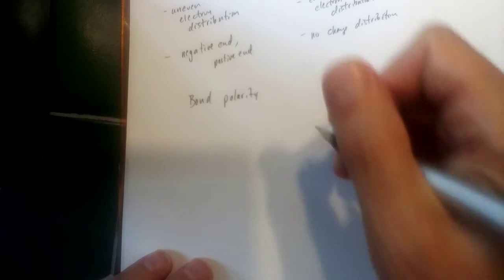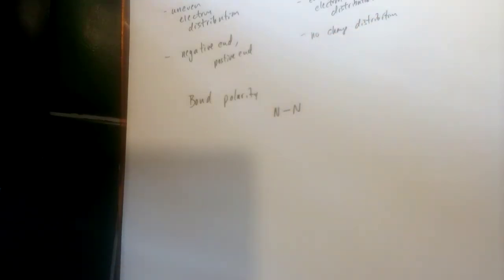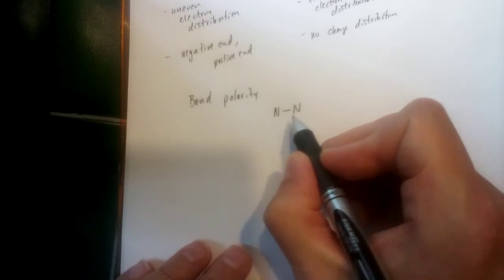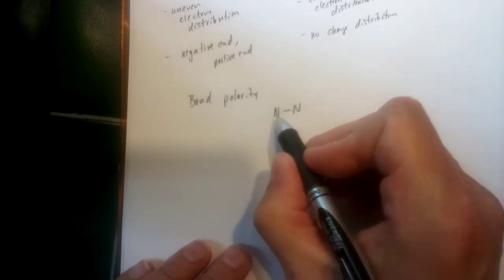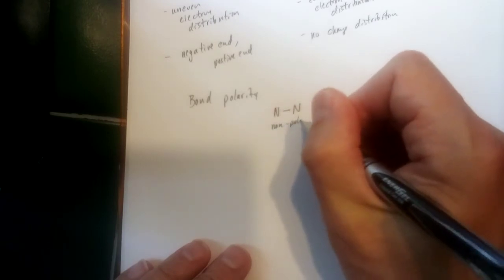So just as an example, right, if we have a bond between the same two atoms, like two nitrogens, both nitrogens have the same electronegativity. So there's no difference in electronegativity between the atoms. So there is no unevenness about the electrons. They're not pulled to one side or another. So this would be a non-polar bond.